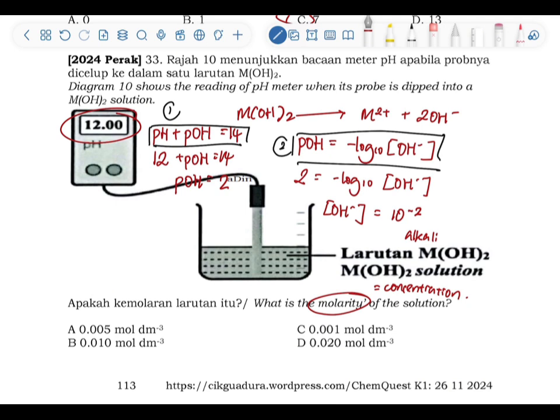And then since this equation already gives us the 2OH, right? So actually we need to divide it by 2. So our answer would be A.